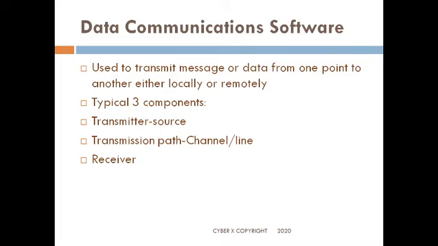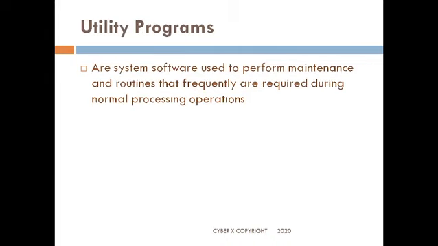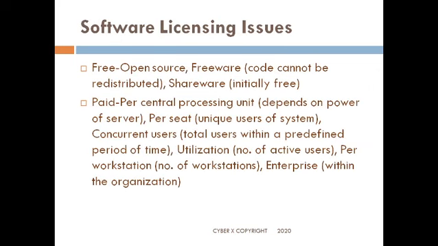Data communication software is used to communicate data from one point to the other. Typically there are three components. One is the transmitter, which is the source, another is the path or the line, and the third is the receiver. Utility programs are routines that are frequently required during normal processing operations.